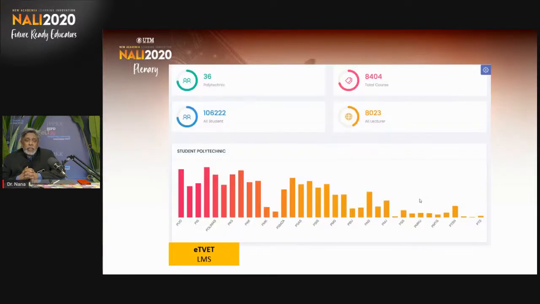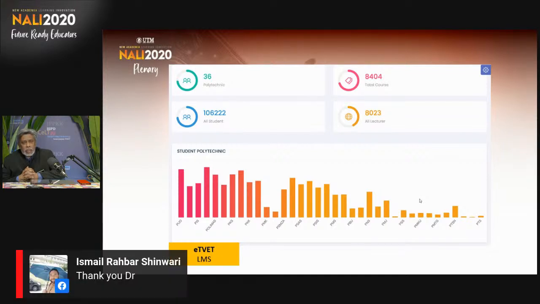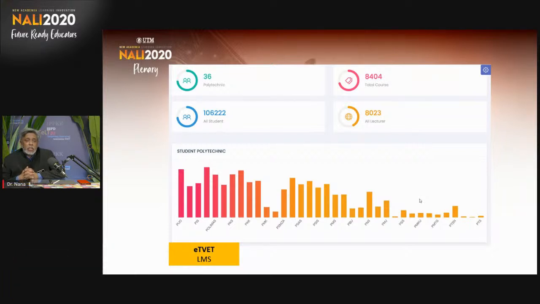This is to show the number of polytechnics, courses, lecturers and students that are in the CDOS, or our LMS. Just a word of reminder that the LMS was designed originally for the Malaysian polytechnics. The college communities are not yet part of the LMS, so we have only got 36 institutions. The rest of the 104 are yet to be brought in as part of the LMS.